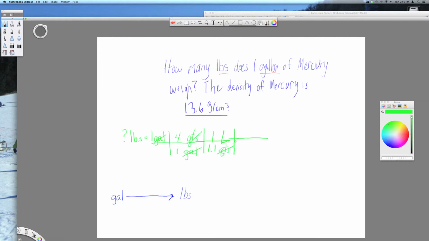And remember, I'm trying to get to centimeters cubed so I can get to grams and eventually to pounds. So liters goes on the bottom. Is there a connection between liters and centimeters cubed?